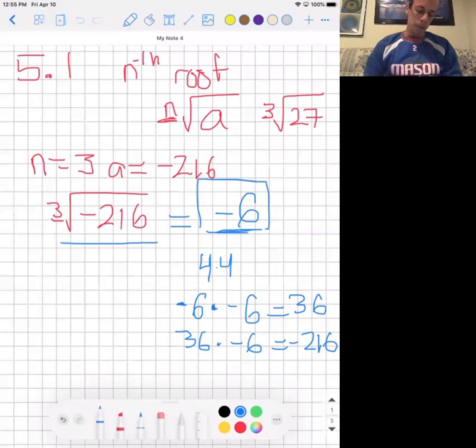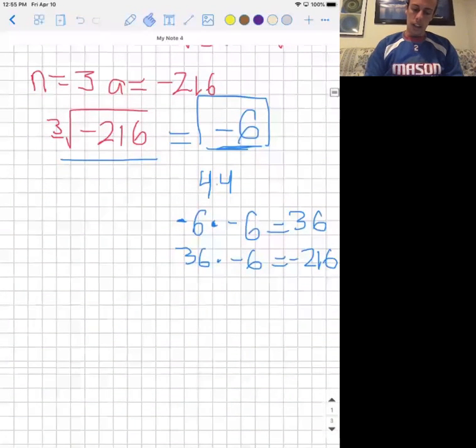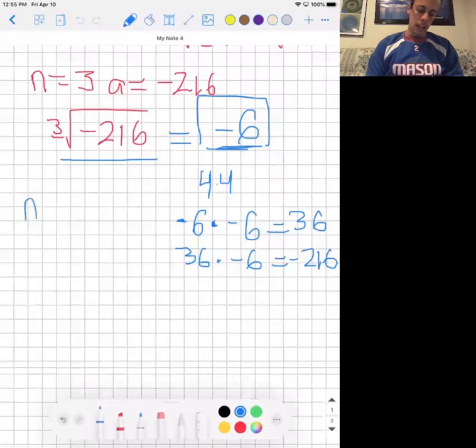Let's try one more. Let's take the 8th root. So we're going to say n equals 8 and a equals 256. I encourage you to pause and take a moment and see if you can write this on your own and then also solve this. So go ahead and take a moment and do that right now.